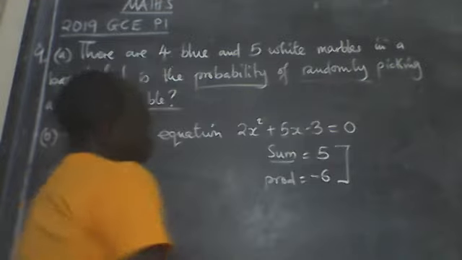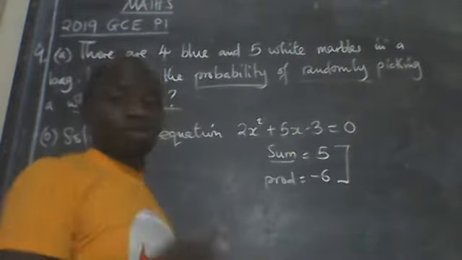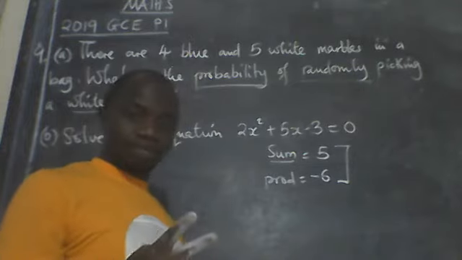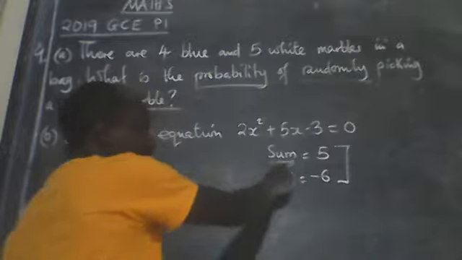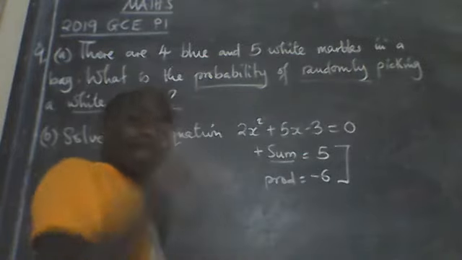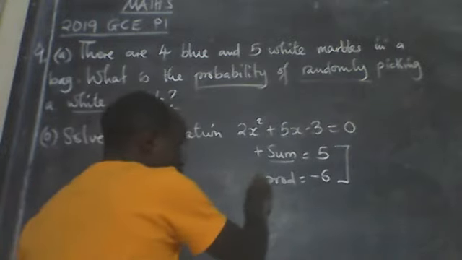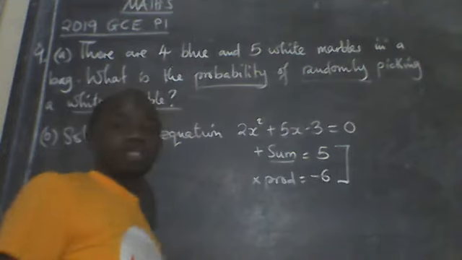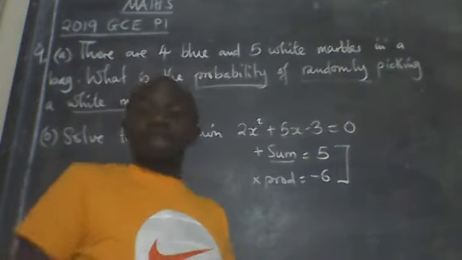Okay? Now, at this stage, you are going to look for two numbers. When I add those numbers, that is the sum, they should give me 5. When I multiply the same two numbers, I should get negative 6. What are the two numbers? They can be the same, they can be different.